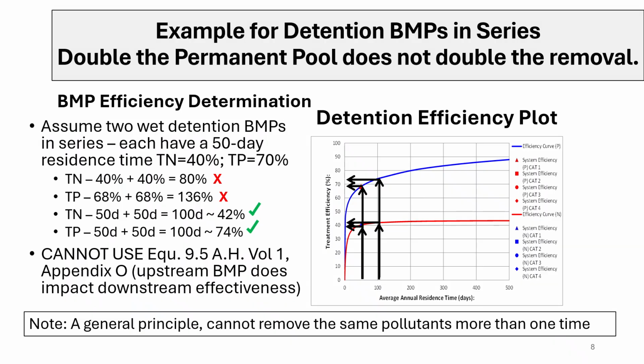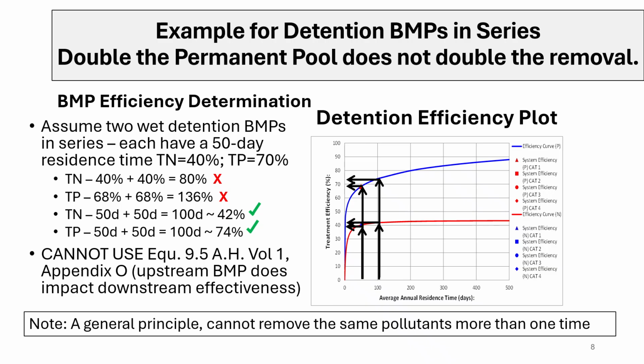When evaluating the efficiency of best management practices, particularly detention ponds, placed in series, it's important to understand how pollutant removal truly works. A common misconception is to simply add the removal efficiencies of each pond. For example, if we have 2 wet detention BMPs in series, and each has a 50-day residence time, you might intuitively think that if one pond removes 40% of total nitrogen and 68% of total phosphorus, 2 ponds would simply double those numbers. However, this is incorrect.